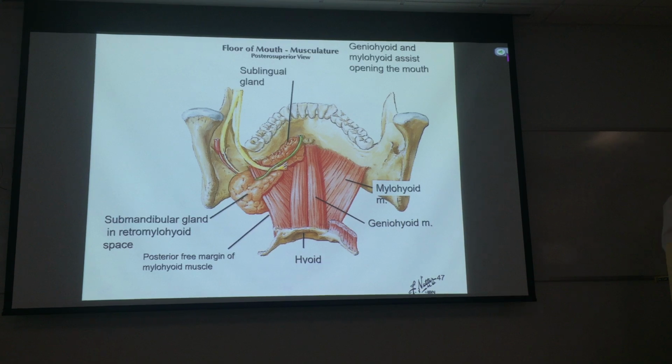Again, this is trying to show you the lingual nerve, showing how it starts off lateral, inferior, and then medial to the submandibular duct. Here's the mylohyoid. You're going to make sure about the retromylohyoid space and the submandibular gland wrapping itself around and coming basically up intraorally. So it's both outside and inside the oral cavity.